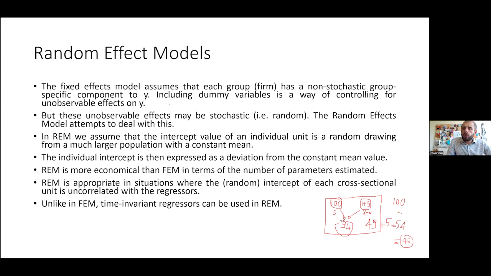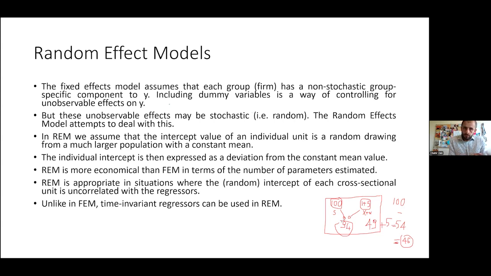So far, what are the pros and the cons of the random effects and the fixed effects model? So the fixed effects model, their main advantage is that they control for the unobservables. We don't need to assume that there is 0 correlation between the explanatory variables and the error term, right? That's the main advantage of the fixed effects.